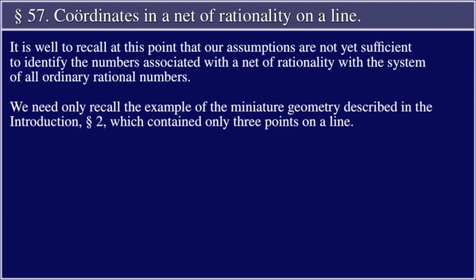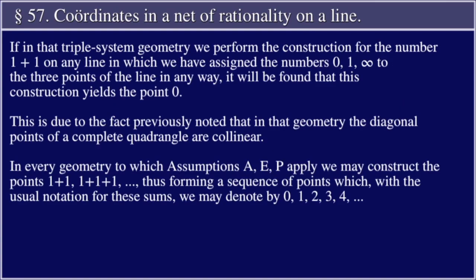It is well to recall at this point that our assumptions are not yet sufficient to identify the numbers associated with a net of rationality with the system of all ordinary rational numbers. We need only recall the example of the miniature geometry described in the introduction, Section 2, which contained only 3 points on a line. If in that triple system geometry we perform the construction of the number 1 plus 1 on any line in which we have assigned the numbers 0, 1, infinity to the 3 points of the line in any way, it will be found that this construction yields the point 0.